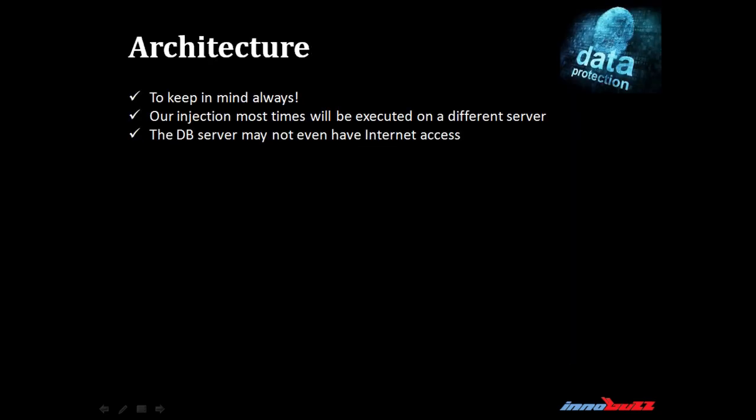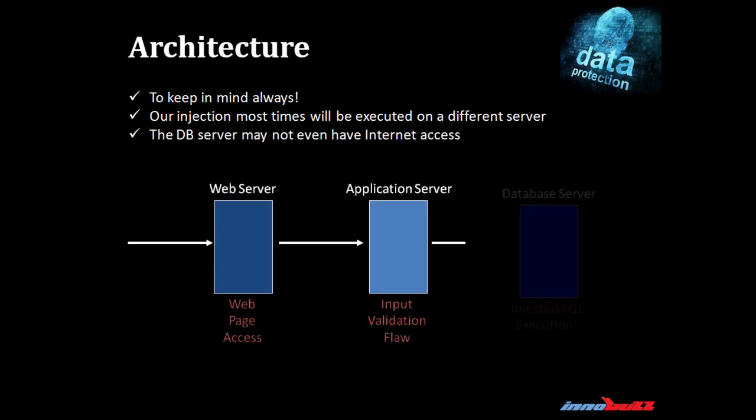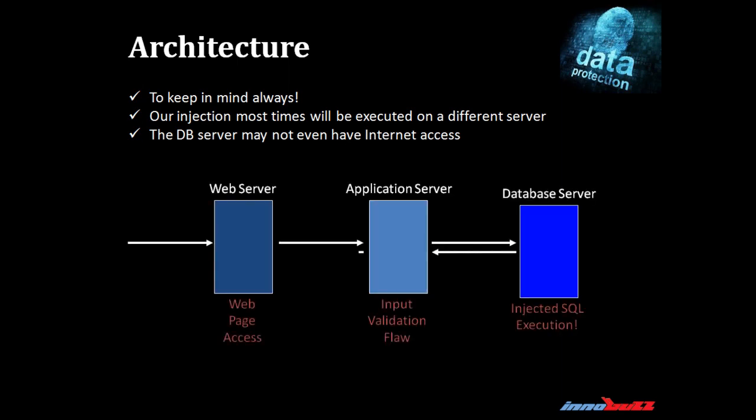This is the architecture of what takes place in an SQL injection attack. From the web server, the web pages of an application are accessed. Then, using an input validation flaw in the application server logic, the backend of the application and its stored data is extracted. It is important to keep in mind that the web server in most cases is not the database server. So we might be executing commands in a server that has no direct internet connectivity.